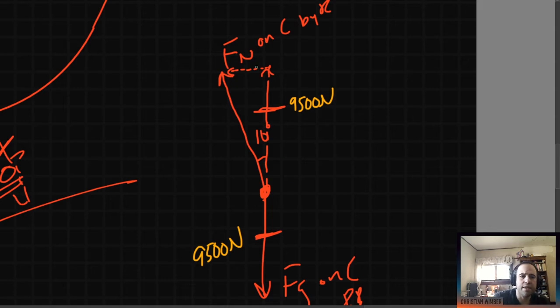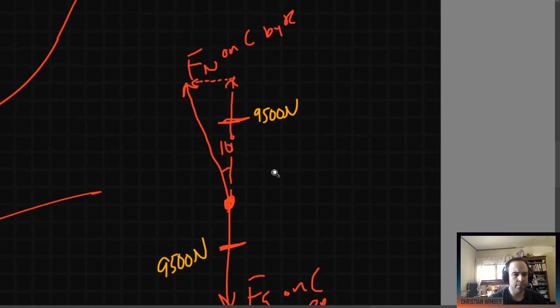Now that is not the entire normal force, though. That is only the vertical portion of it. We now need to get the horizontal portion. So the way I'm going to go about this is, if we know that this 9,500 is the vertical portion, I'm going to find the entire normal force, and then I'm going to use that to find the leftward force.